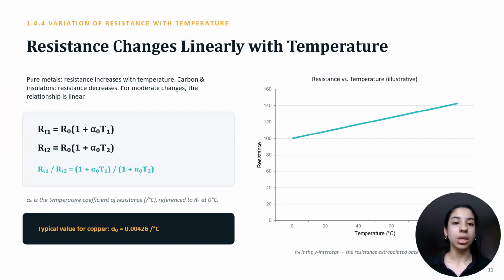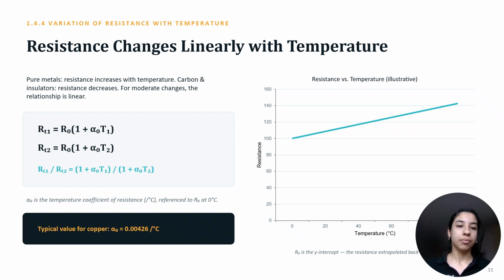Now, there are different electrical components where their resistance changes with temperature. In this case, we have resistance changing with temperature linearly, so it's a straight line.